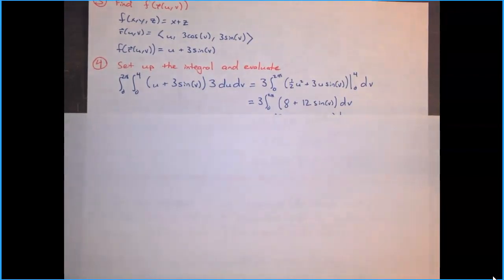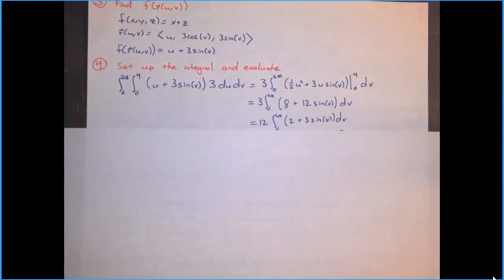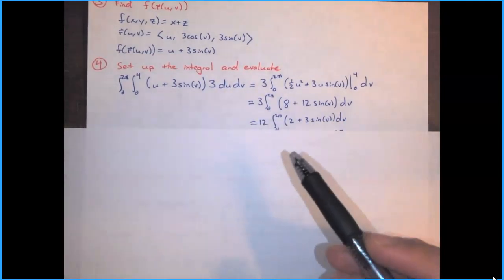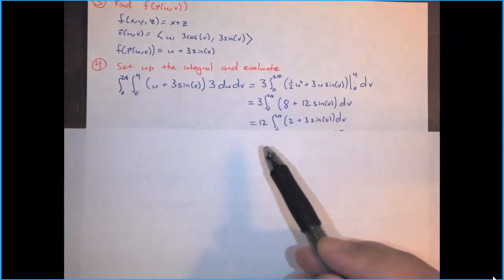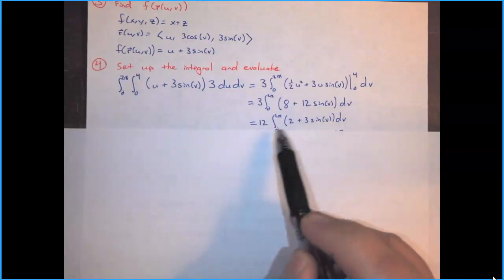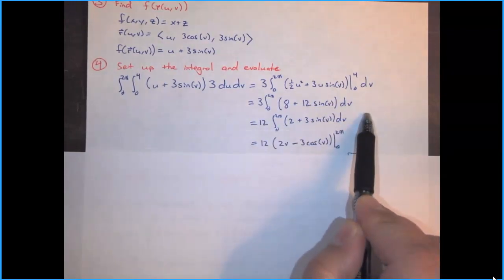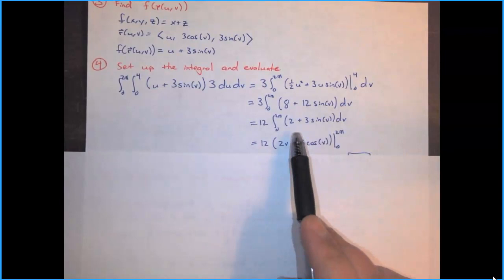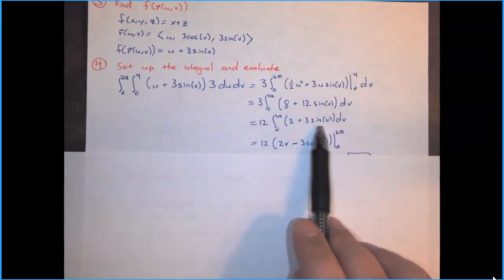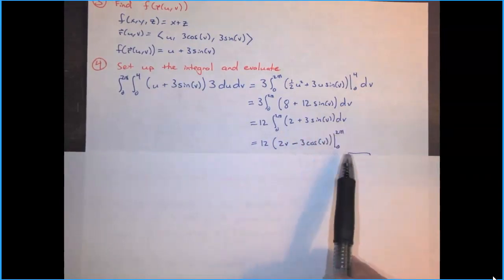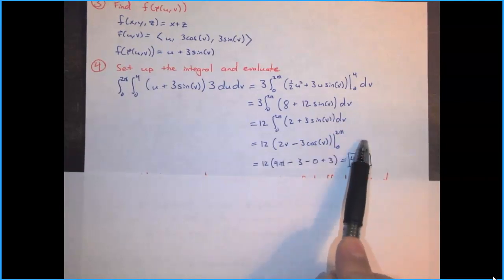Next, I'm going to factor a 4 out, just to make these constants a little smaller. It doesn't matter, you don't have to do that. But if I factor a 4 out, I get a 12 outside, and now I have this integral in v. If I integrate with respect to v, 2 becomes 2v, 3 sine v becomes negative 3 cosine v, and now I plug in my bounds.